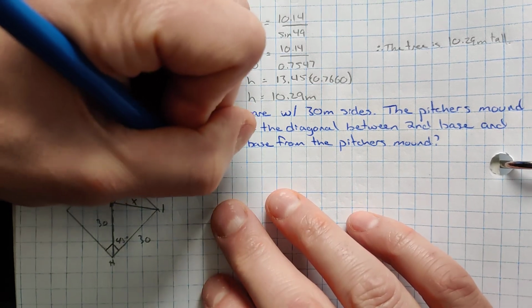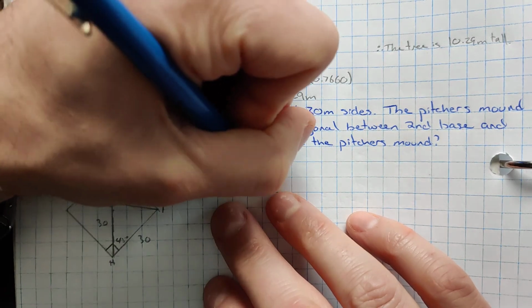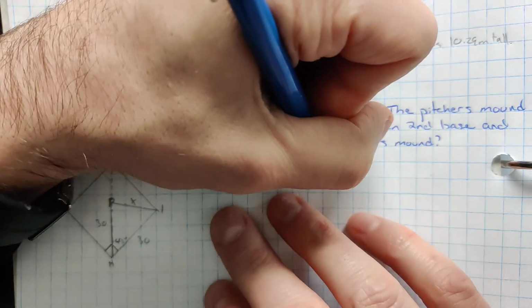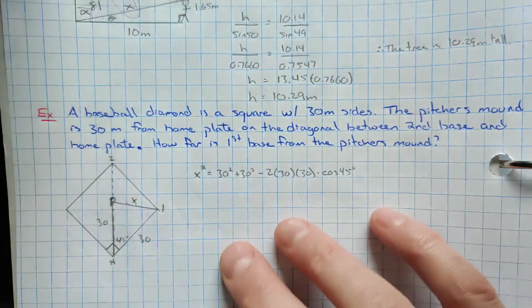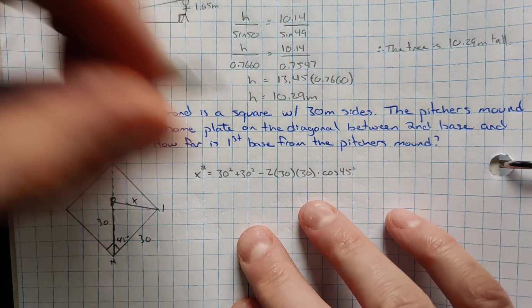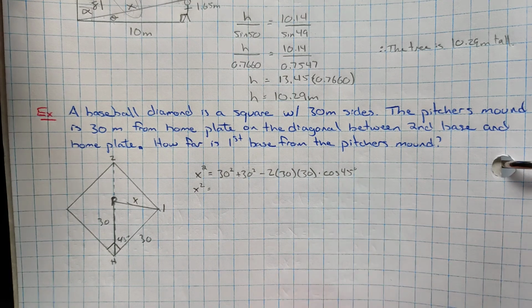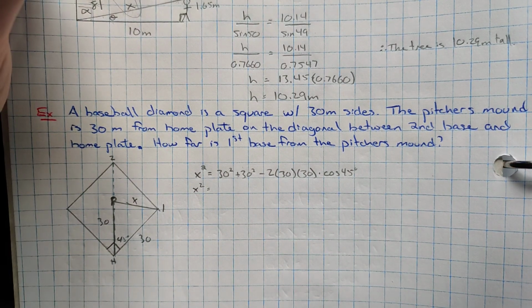x squared equals 30 squared plus 30 squared minus 2 times 30 times 30 times the cosine of 45 degrees. So that's all it is there. And again, you could do this step by step, or you can do this all in your calculator. In either case, you should get the same answer. I'll do it step by step for us here.